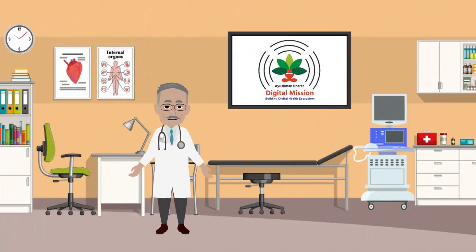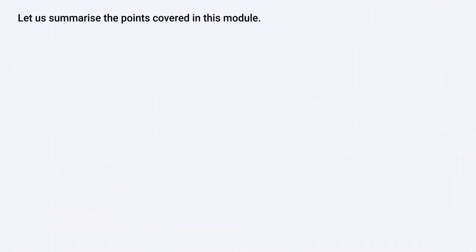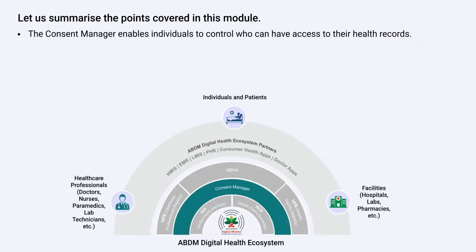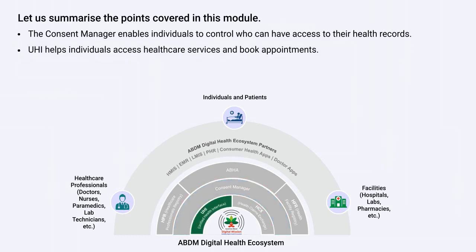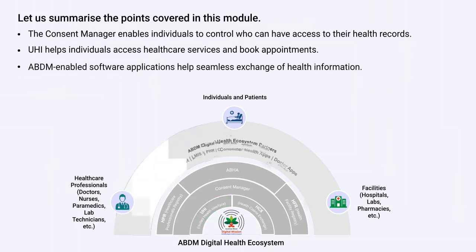In summary, we can see that an ABHA of a patient and HPID for a doctor, coupled with the consent manager and UHI and digital health partner ecosystem, can completely transform healthcare. Let us summarize the points covered in this module. The consent manager enables individuals to control who can have access to their health records. UHI helps individuals access healthcare services and book appointments. ABDM-enabled software applications help seamless exchange of health information. Let's see how all this is significantly benefiting doctors and hospitals in the next section.